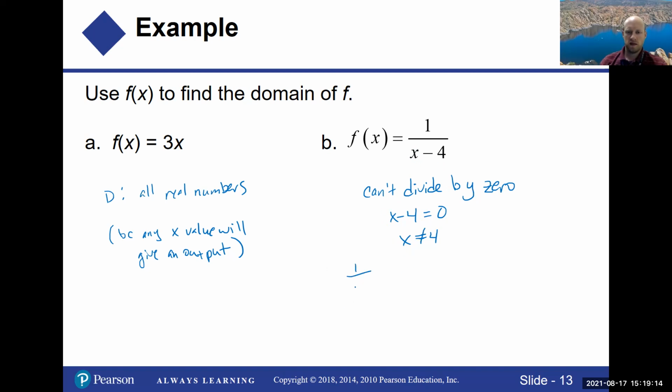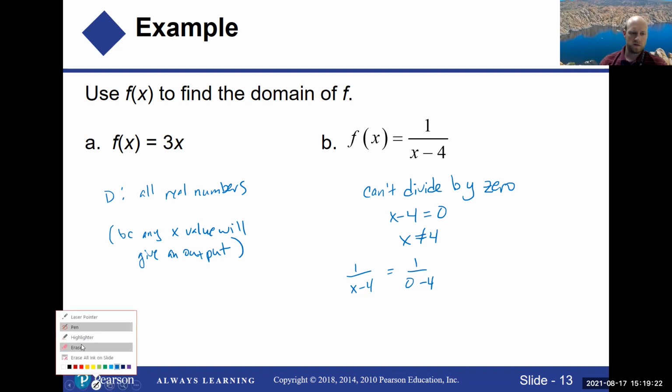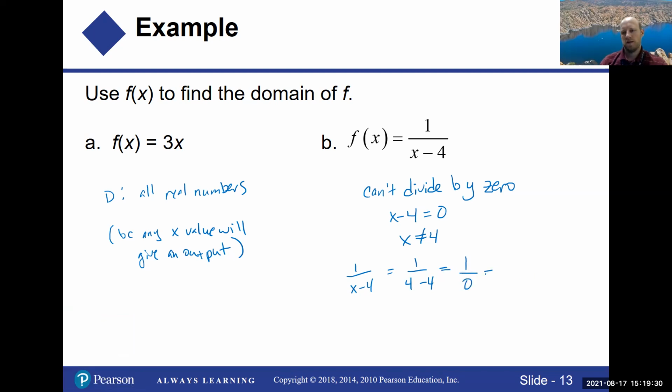Why? Because if we have 1 over x minus 4 and I input 4 for x, I'm going to get 1 divided by 0, which is undefined, because we cannot divide by 0. So what is the domain of this? Well, the domain would be everything except 4. So it'd be all real numbers except when x equals 4.